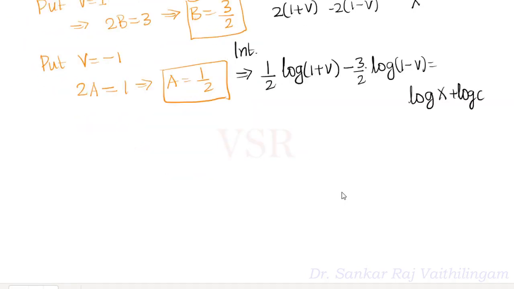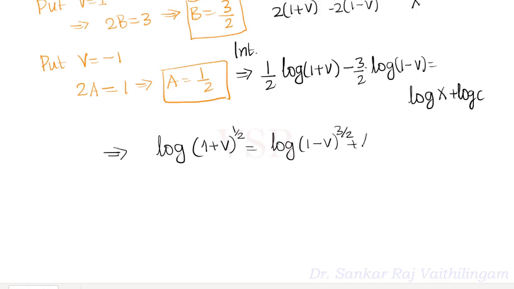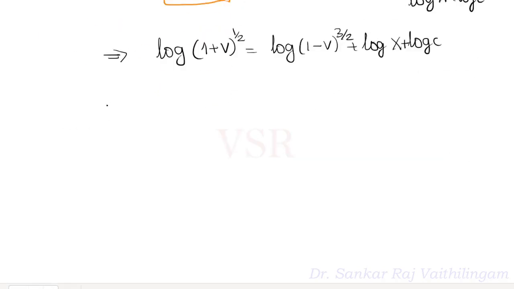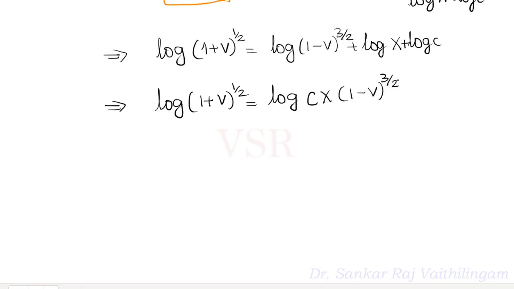So the solution is this: log of (1 plus V) the whole power 1 by 2, and taking the other term to the other side, log of (1 minus V) the whole power 3 by 2 is equal to log of x plus log C. So this implies log of (1 plus V) the whole power 1 by 2 is equal to log of xC, so I may write C times x into (1 minus V) the whole power 3 by 2. Now take the exponential on both sides.